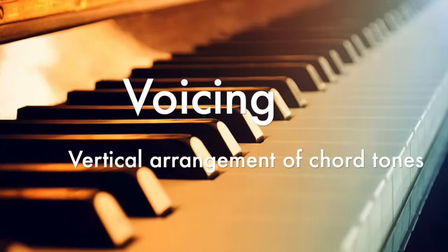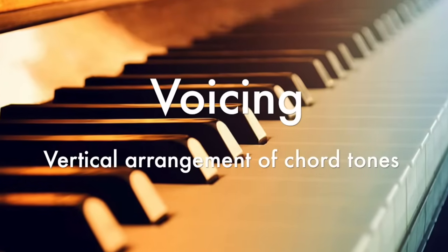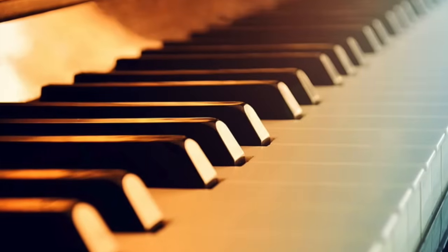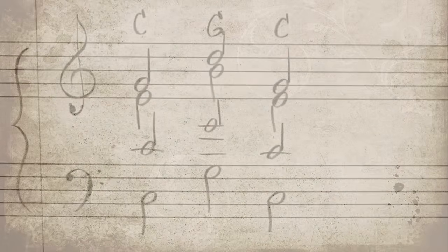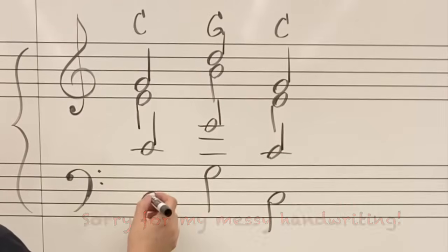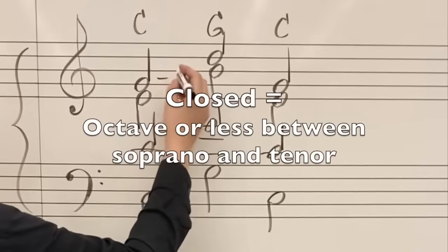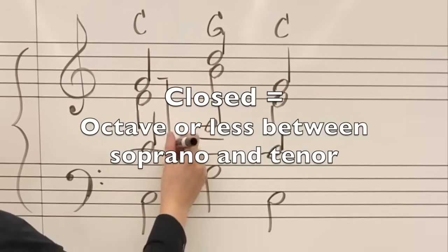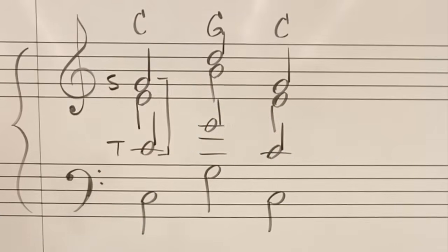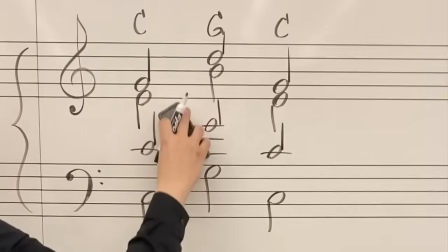The term voicing refers to the vertical arrangement of chord tones, that is, their spacing, whether compact or spread out. We can write this simple progression in closed voicing, which is also called closed position or closed structure, or we can write it in open voicing. Now, closed means that the harmonic interval between the soprano and the tenor is an octave or less. Thus, the upper three voices are relatively vertically compact.